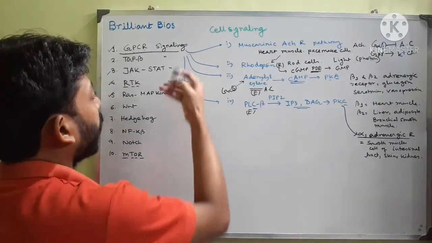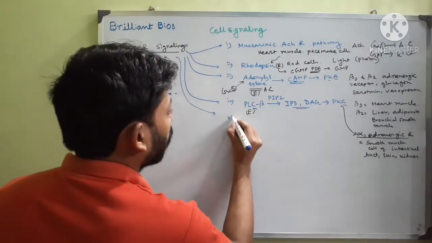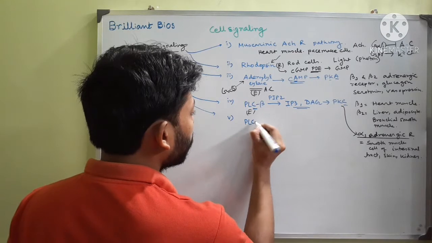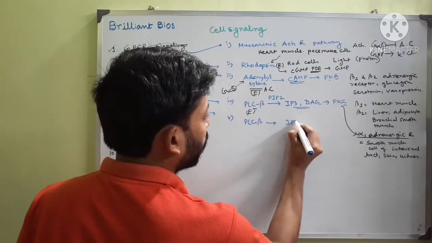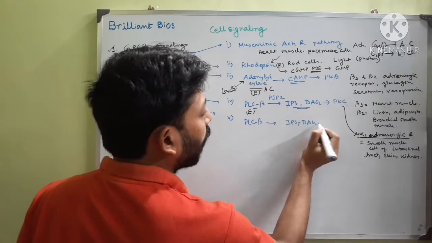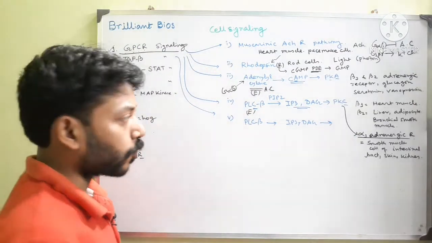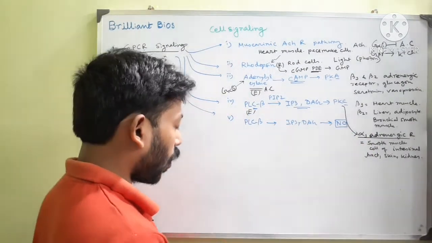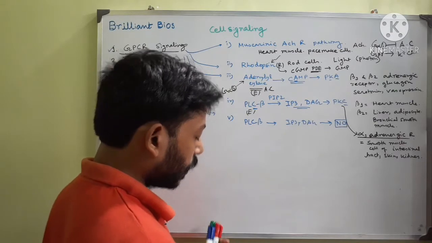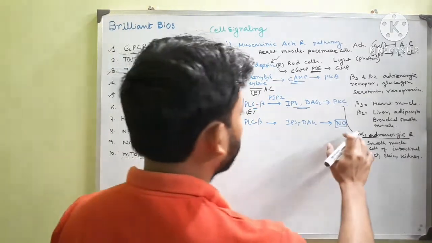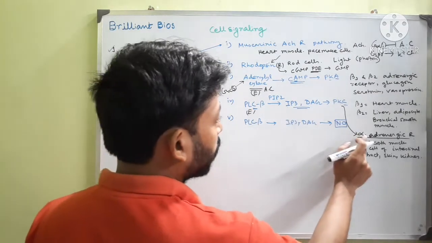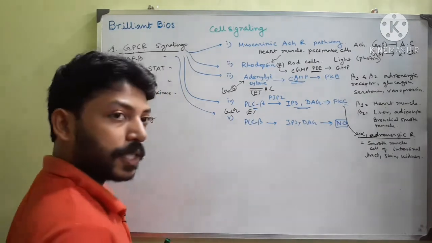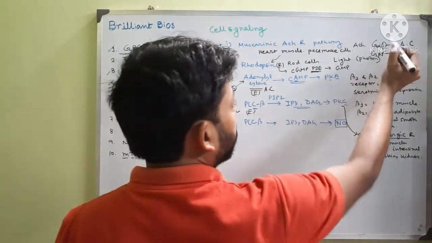The fifth and last mode of activation is also the same, that PLC beta is activated and produces IP3 and DAG, but the ultimate result is production of nitric oxide. I want to mention here that the protein that helps in the alpha 1 adrenergic receptor signaling, the G protein, is called G alpha Q. G alpha Q. Here is S, here is I, here is Q.